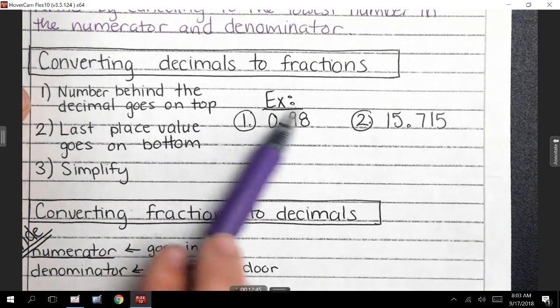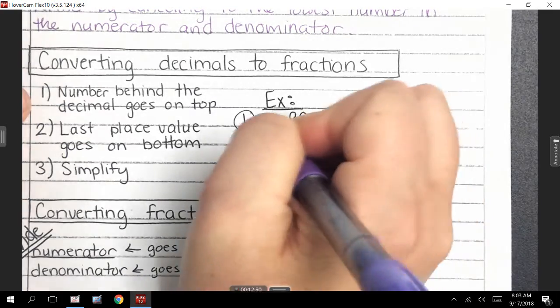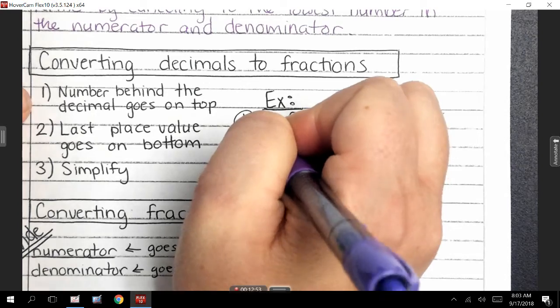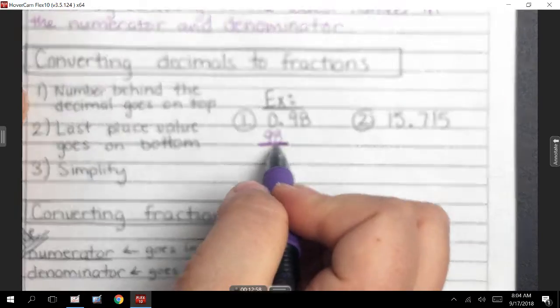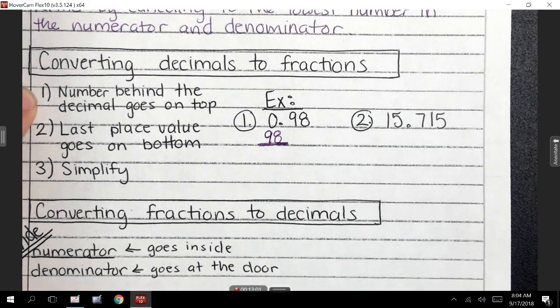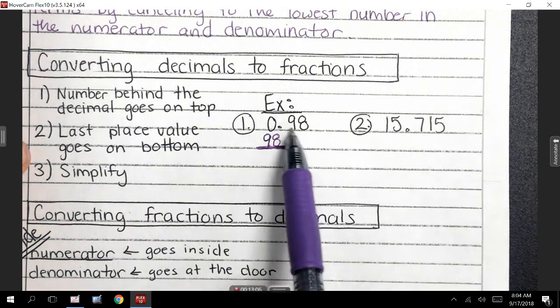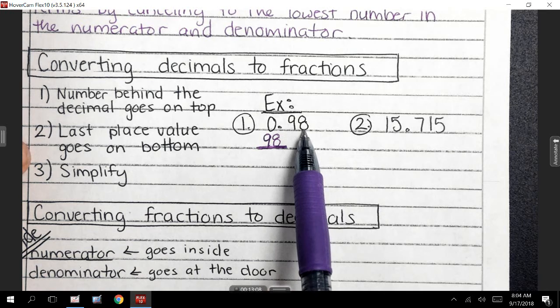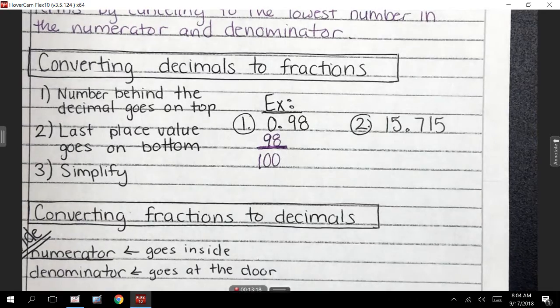So let's look at number 1. The number behind the decimal, what number do I have behind the decimal? 98. So when I make that a fraction, I'm going to put 98 on top. So there's my fraction bar. 98 is on top. We okay with that? The last place value is what goes on the bottom. So if I look at this last number, what place value is that called? Hundreds. That's called the hundredths. So the number that I'm going to put on bottom is literally 100. Ta-da! It's a fraction. Okay?